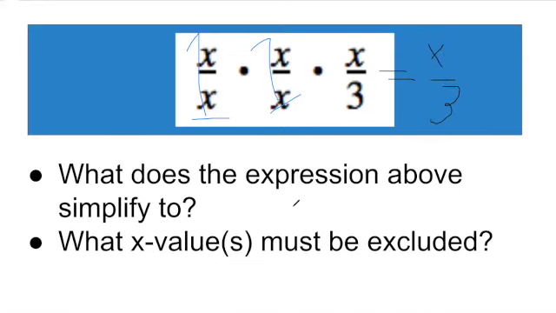And what x values must be excluded? So we have 3 in the denominator, so there's nothing in there, right? It's always going to be 3 in the denominator no matter what. So you might think, well, there is no x value that needs to be excluded, and you'd be correct for this expression. Junior year, you're going to talk about rational functions.